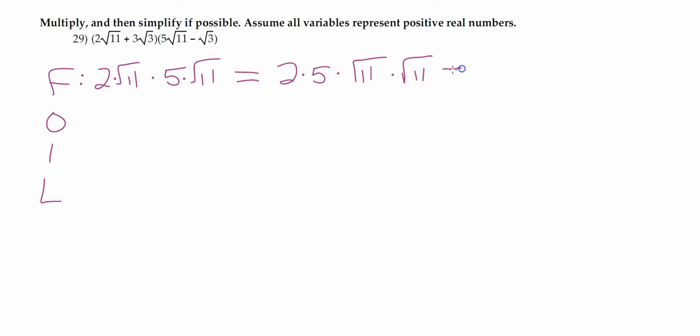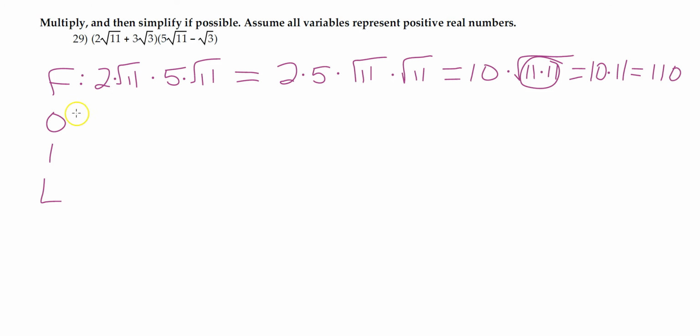Okay, I'm doing this first one really technically, slowly, calling everything out. 2 times 5 is 10. Square root of 11 times square root of 11, this is the product rule, allows us to write it as square root of 11 times 11. Now there's a perfect group of 2 11s inside a square root, so that comes out as 10 times 11, which is 110. Okay.